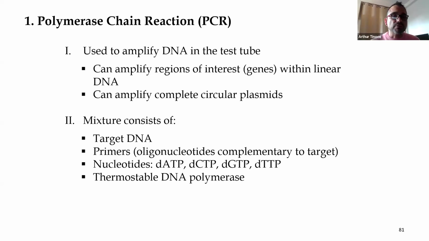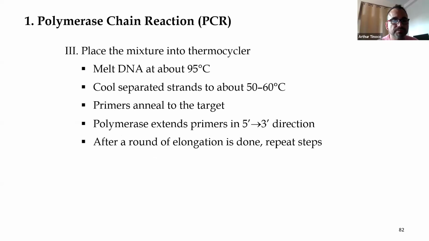So the mixture for PCR will consist of the following. It will consist of the target DNA, primers, which are oligonucleotides that are complementary to the target DNA, and then you can also introduce nucleotides, because if you're trying to replicate the DNA, you're going to need the nucleotides that are going to help facilitate this replication process. So we include these nucleotides and also thermostable DNA polymerase to facilitate the actual polymerase chain reaction process.